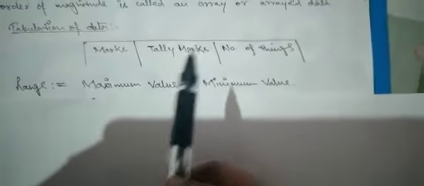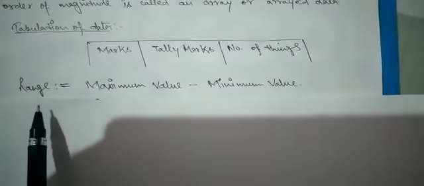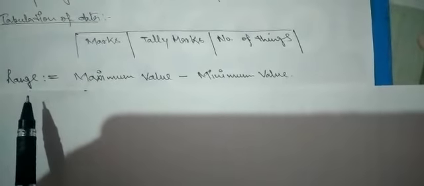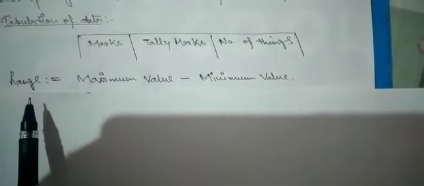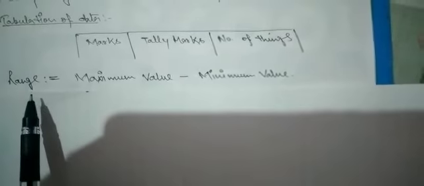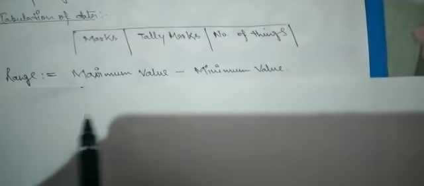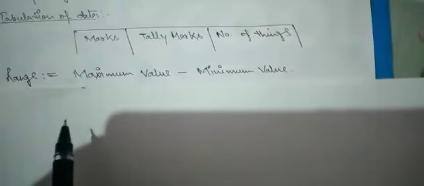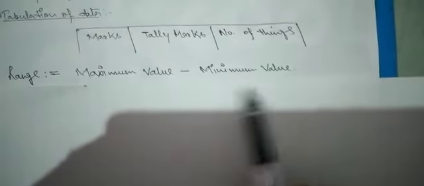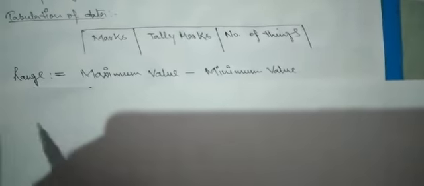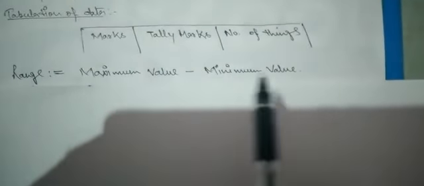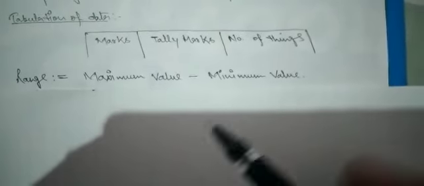After that there is another thing, range. How do you calculate the range if particular data is given? Range means the maximum value of that particular data minus the minimum value, so you will get the range. That means the range of particular data is maximum minus minimum. I'll tell you with the help of an example in the next video.